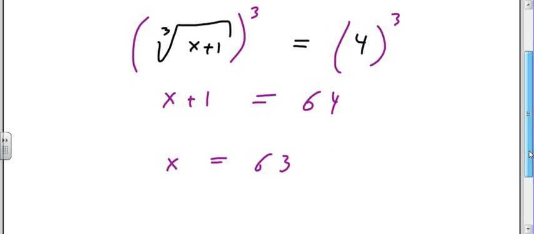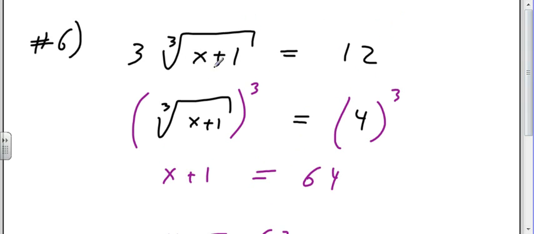Okay, now I only have one answer, but I'm going to go back and check it anyway. So 63 plus 1 is 64. The cube root of 64 is 4. 3 times 4 is 12. And it checks.